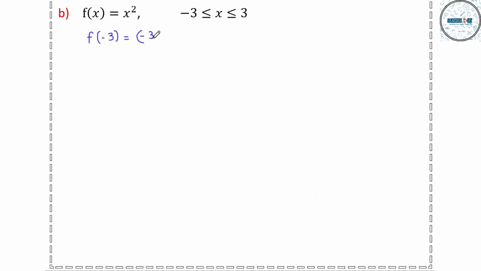So -3 squared is 9. F of 3 is 3 squared, so it is also 9. Now, how will we write the range in this case? We can see this function is a quadratic function. Whenever we have a quadratic function, we get a symmetrical curve. And in this case, the curve is simply like this.